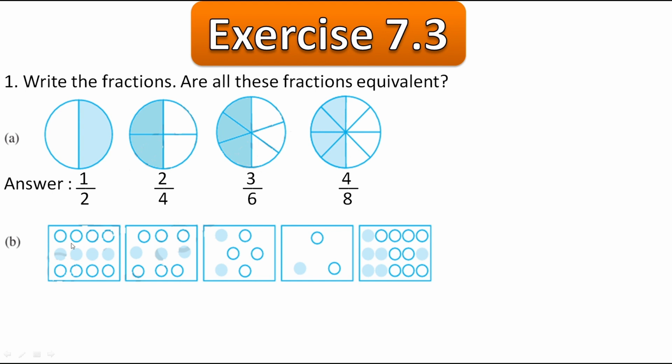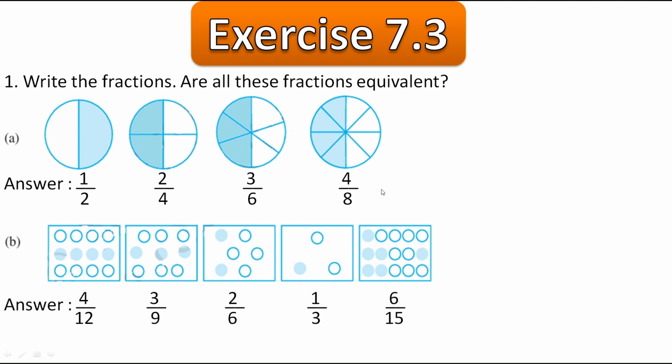Now here we have 12 parts, 12 balls. Out of 12 balls, 4 balls are shaded. So 4 upon 12. Now here 3 balls are shaded and altogether there are 9 balls. So 3 upon 9. Here 2 balls are shaded and altogether we have 6. So 2 upon 6. Here altogether we have 3 and 1 ball is shaded. So 1 upon 3. Here we have 15 balls and out of 15, 6 balls are shaded. So here all these are the fractions.